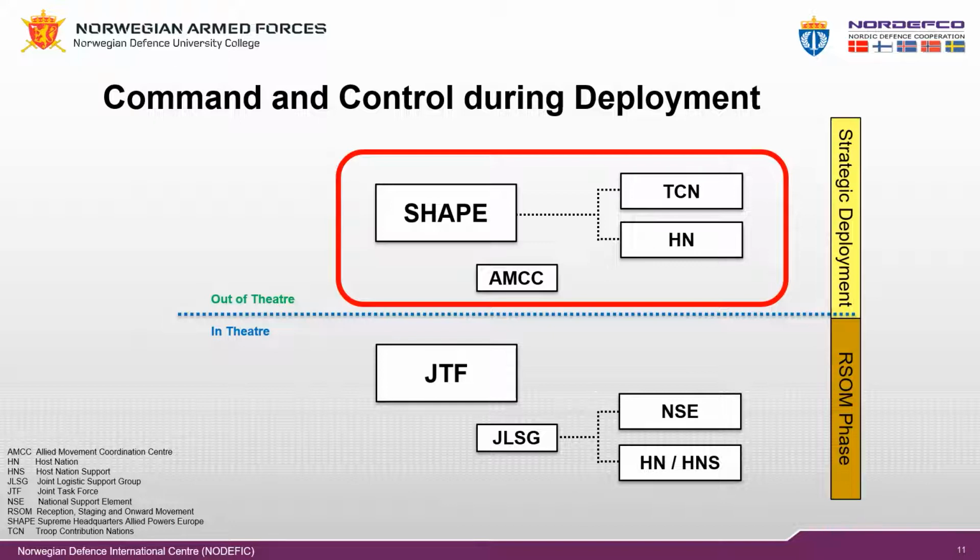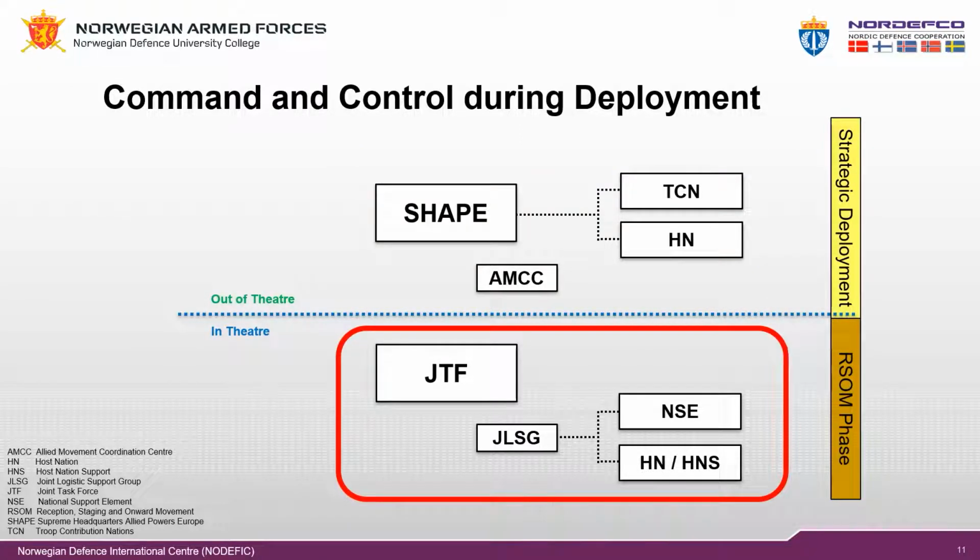The troop contributing nations will not execute and implement transfer of authority of own tactical units to NATO before the units are in the integration phase. Supreme Headquarters Allied Powers Europe, SHAPE, has the command and control of the strategic deployment of the forces and coordinates with both troop contributing nations and host nation. Allied Movement Coordination Centre will execute the strategic deployment on behalf of SHAPE.